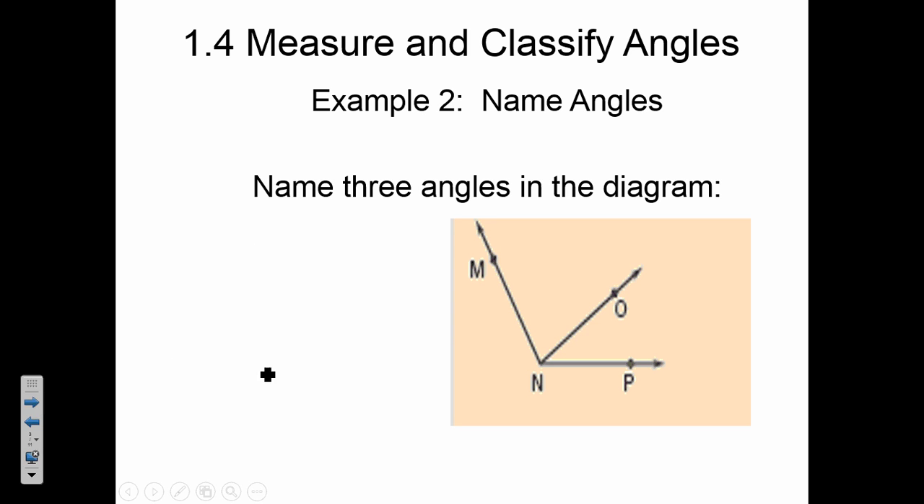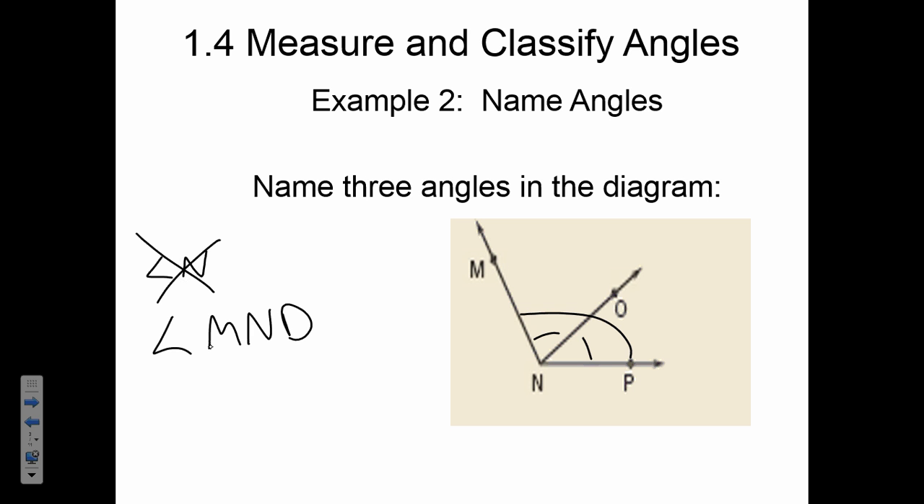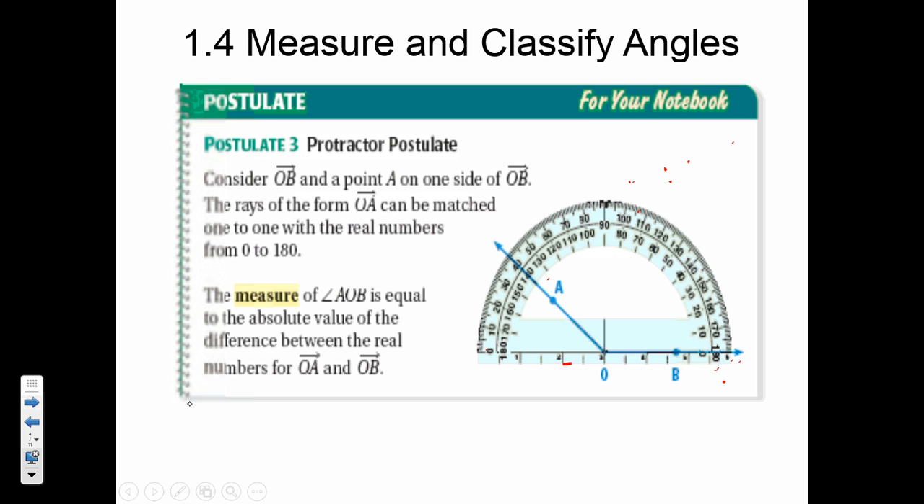And also with this one, I wouldn't state angle N, and that's because with angle N, we don't know if it's this one, or the whole thing. So I would probably state something like angle MNP if I was referencing the whole thing, or reverse it around and say angle PNM. Or we could say angle MNO, ONP, or reverse those letters around as well.